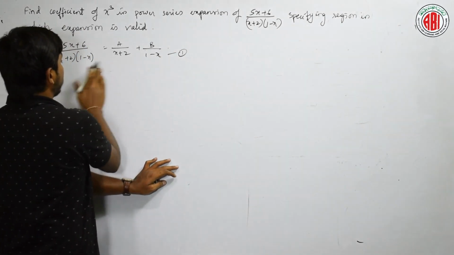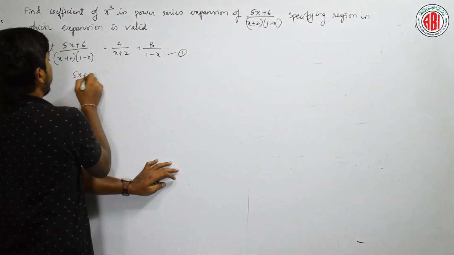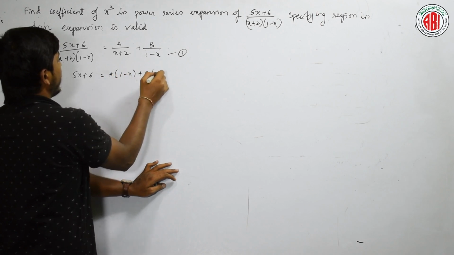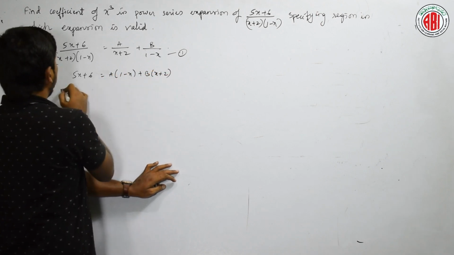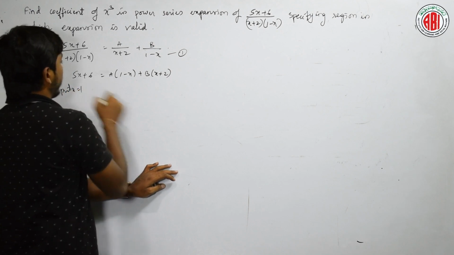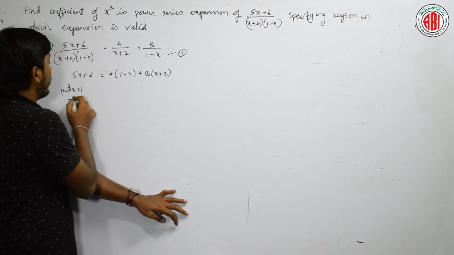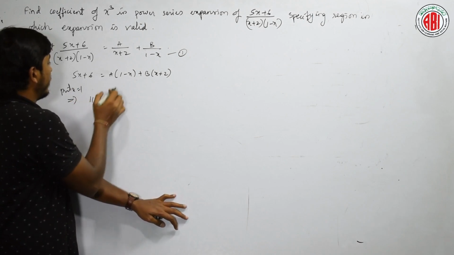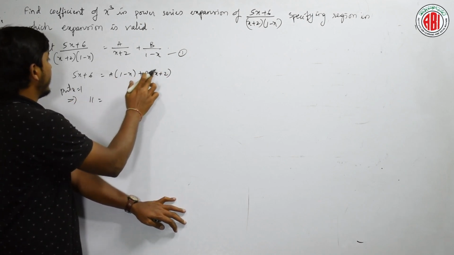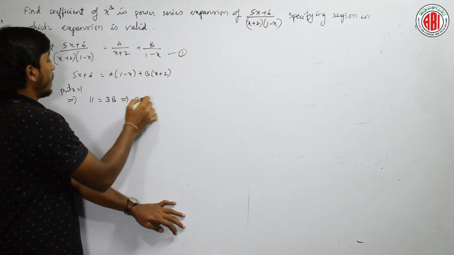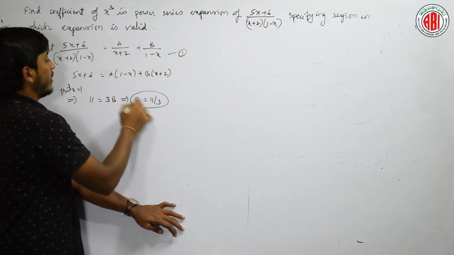Let me write it directly: 5x plus 6 is equal to a into (1 minus x) plus b into (x plus 2). Put x is equal to 1. What do we get? 5 plus 6, 11. This term will get cancelled. I will get b into (1 plus 2), that is 3b. So b is equal to 11 by 3.